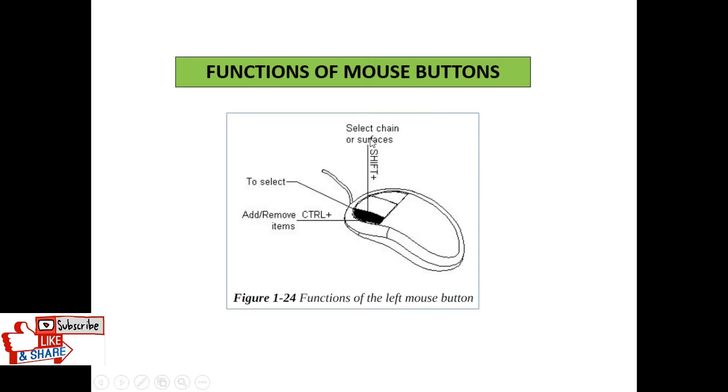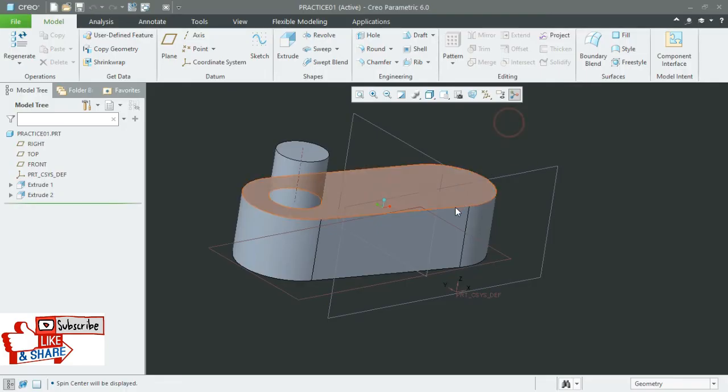Now for the complete body selection or the chain selection of the surface, we need to press the shift button and select the chain or the surfaces. Here I am selecting an edge. By pressing the shift button, it will show some selection options, like this selection or this complete selection. Like this we can directly select.